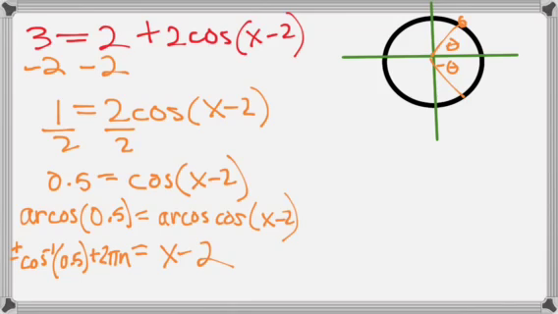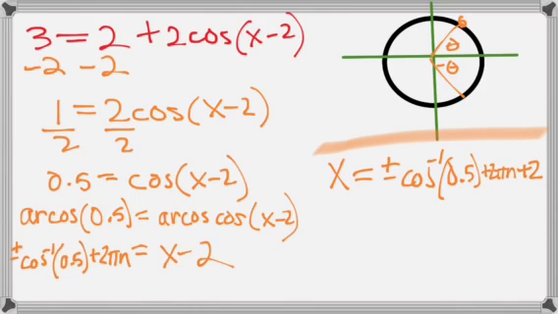So I come and I want to solve it. And so I get x equals plus or minus cosine inverse 0.5 plus 2 pi n plus 2. That is the solution to all of them. But I want one of them. How do I find the one that I'm looking for?